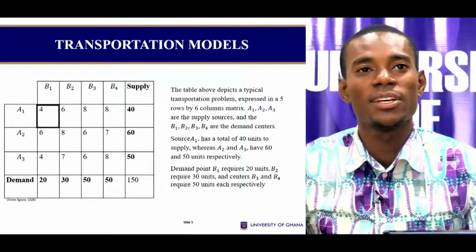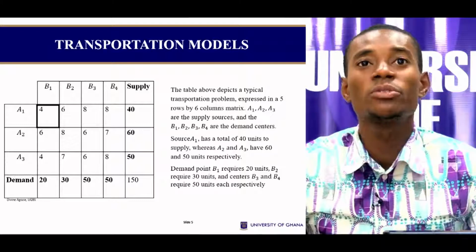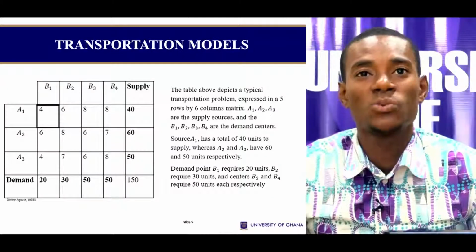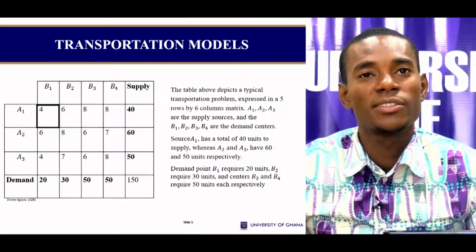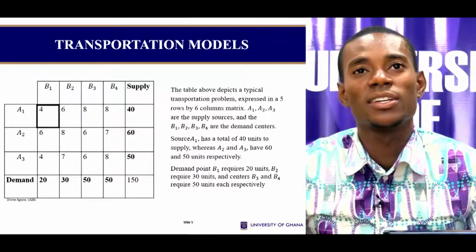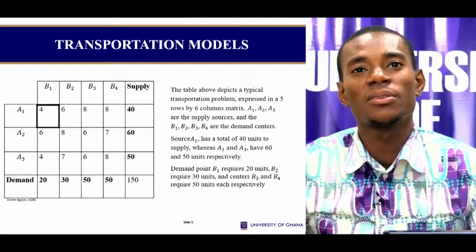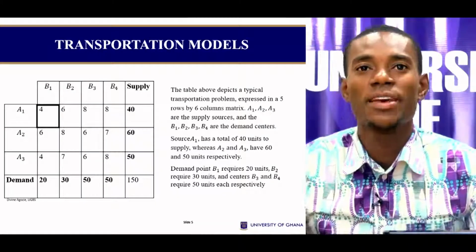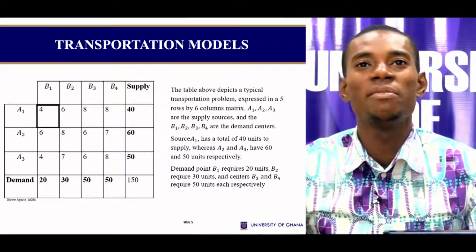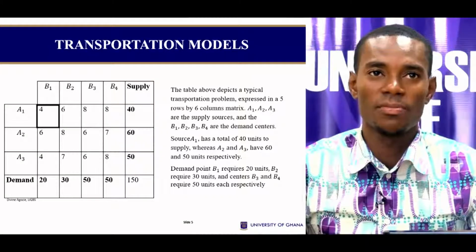Now, when you sum your total demand, you see 50, 50, that's 100. Plus 30, 130, plus 20, it makes it 150. If you sum up the supply as well, we have 50, 60, that is 110, plus 40, that's another 150. So you see, your total demand and the total supply are the same, and that is the 150 there. So in this case, we would say we have a balanced transportation problem.